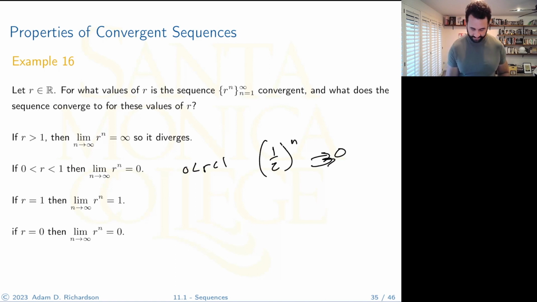If r is equal to 1, then the limit is equal to 1, because 1 raised to any power is equal to 1. So if r is equal to 1, you get 1, done. Same thing with 0. If r is equal to 0, 0 to any positive number is 0. So again, you get 0. All right. So now we've looked at all the possibilities: when r is bigger than 1, when r is between 0 and 1, when r is equal to 1, and when r is equal to 0.